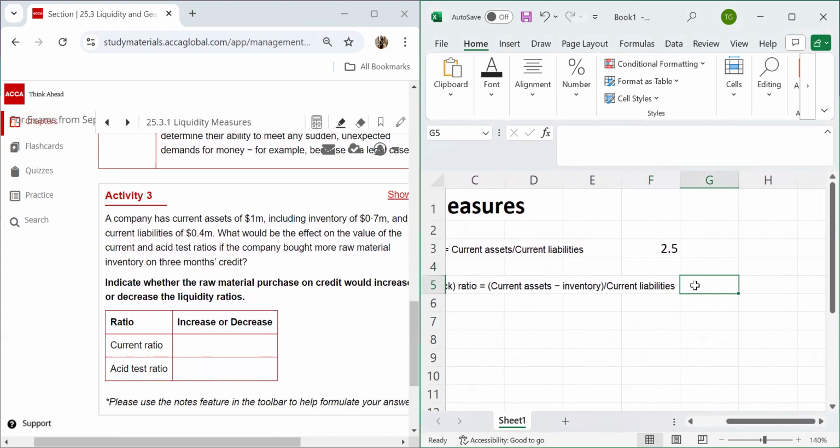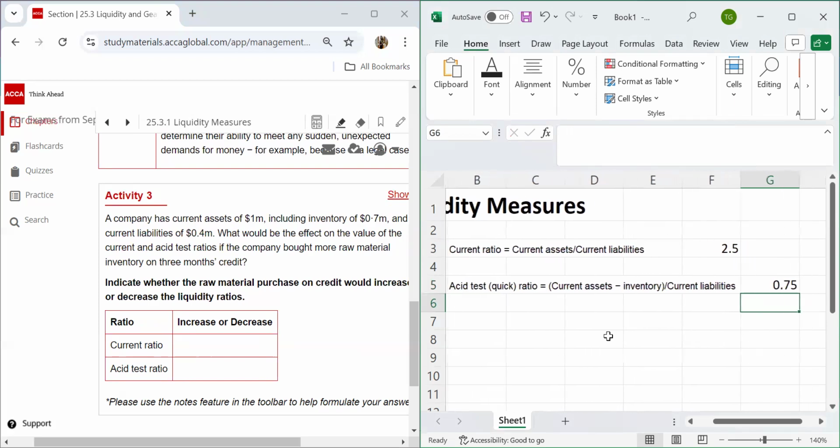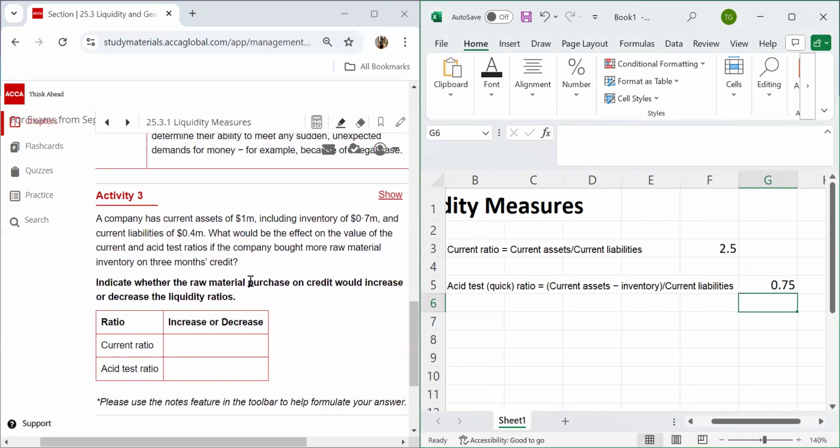Now coming to the quick ratio. The formula is current assets minus inventory. So your current assets are 1 million, inventory is 0.7 million, and this needs to be divided by the current liabilities of 0.4. So this gives you 0.75 as your quick ratio. Now this is not up to the mark because it should be 1 is to 1. Now let's see how it's going to impact whether the current ratio or the asset test ratio is going to increase or decrease because of purchasing raw material on credit.